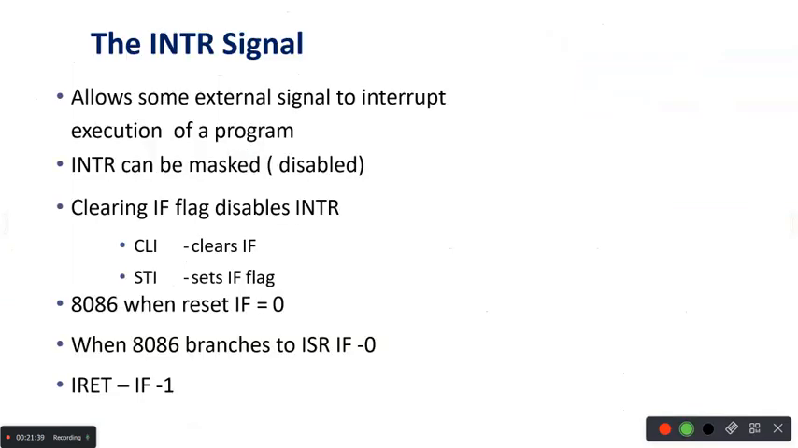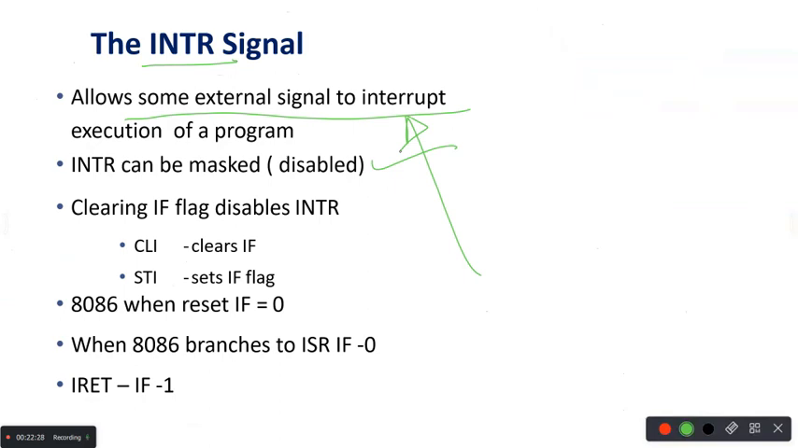I already told you about the interrupt signal of your microprocessor. Right? There is an interrupt signal. What is the interrupt signal? It allows an external signal to interrupt the execution of the microprocessor. This is called a hardware interrupt, not a software interrupt. So this interrupt can be masked, can be disabled. So how can we disable the interrupt? See here, the interrupt flag. In the flag register, there is a flag called the interrupt flag. Whenever the microprocessor is interrupted through the interrupt signal, that is a high signal on the interrupt pin, then your interrupt flag will be set automatically.